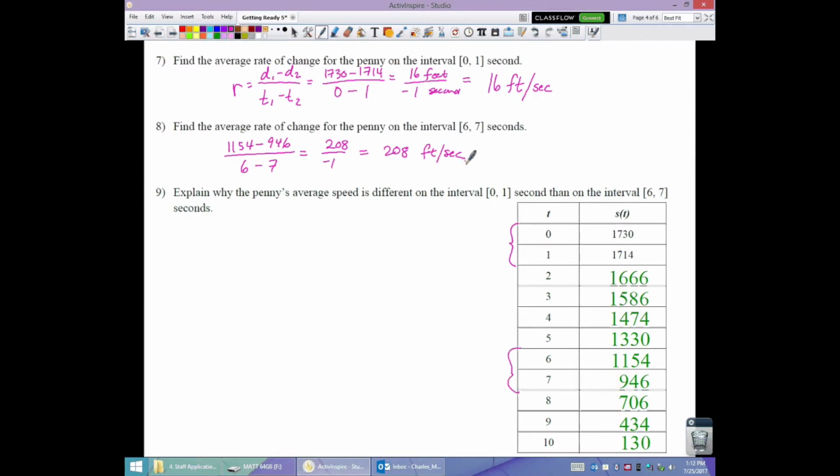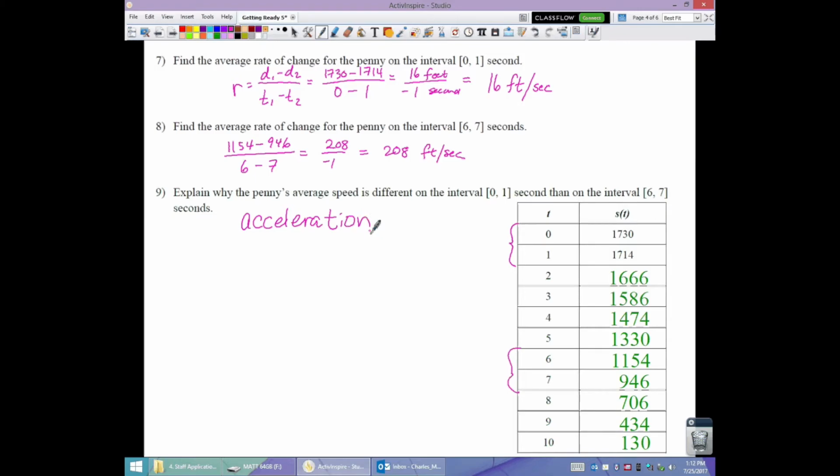Now, if you think about what you're doing as we do it, that means for that first second that the penny was falling, it was averaging only 16 feet every second. By the time it had been falling for 6 or 7 seconds, or between that 6th and 7th second, it was averaging 208 feet per second. Okay? The word for that is acceleration. It had really, and it continues to accelerate. So I guess that's the answer to number 9.